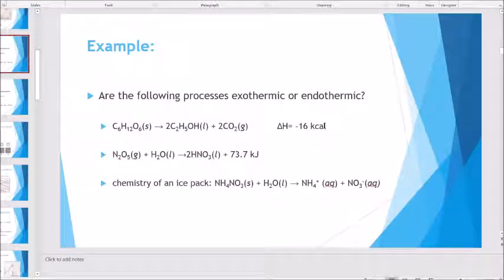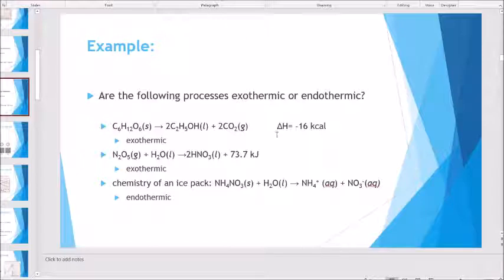Kilocal is a unit of energy, and so is kilojoule. Pause the video and think about which one is exothermic and which one is endothermic. In the first reaction, you have a delta H, or change in enthalpy, of negative 16 kilocals. That means that energy was released. So therefore, the reaction is exothermic.